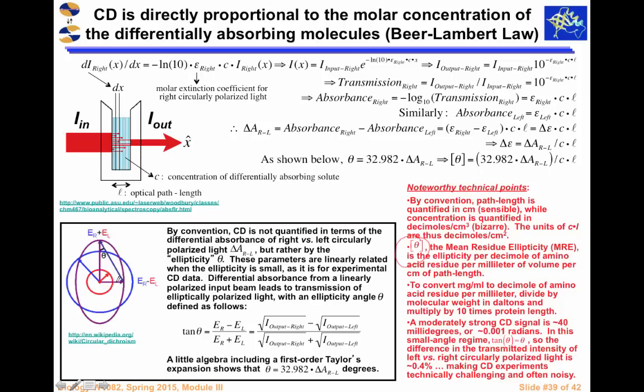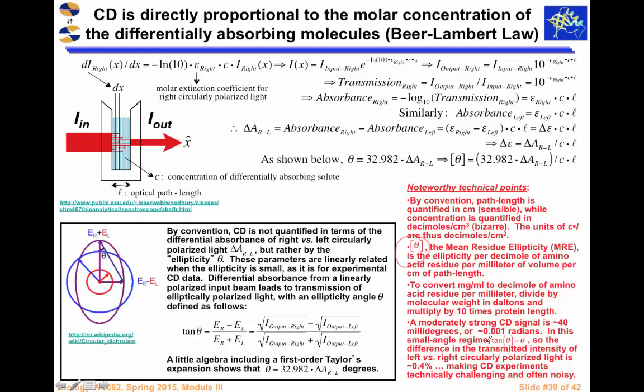Theta, the ellipticity, is effectively a measure of the difference in the left and right-handed circularly polarized components contributing to the total intensity of the light. I guess the only thing I want you to know here is that this is a weird measure. The other thing I want you to know is that typical experimental ellipticities are 40 millidegrees, or 0.001 radians. These are small angles, and so tan theta is basically theta.